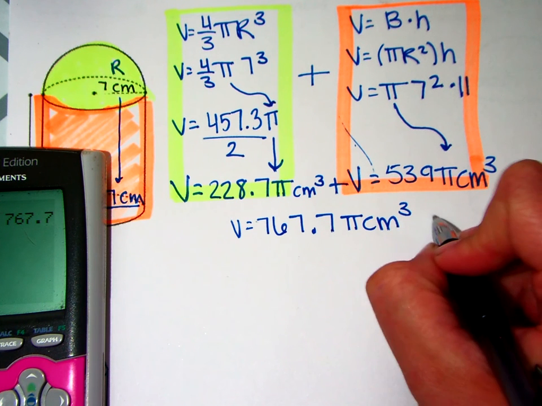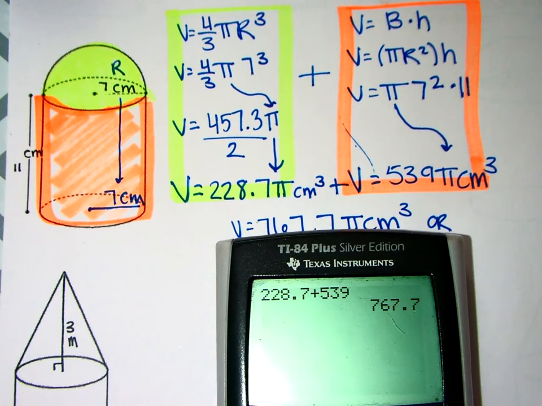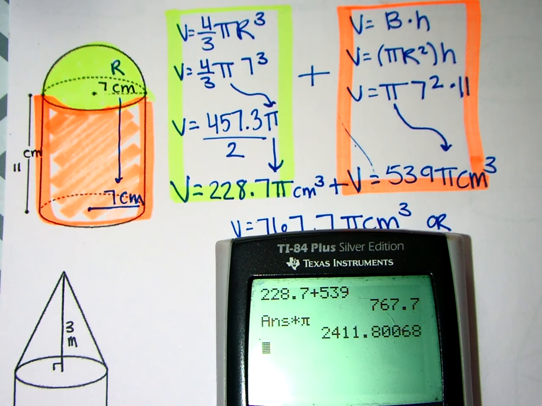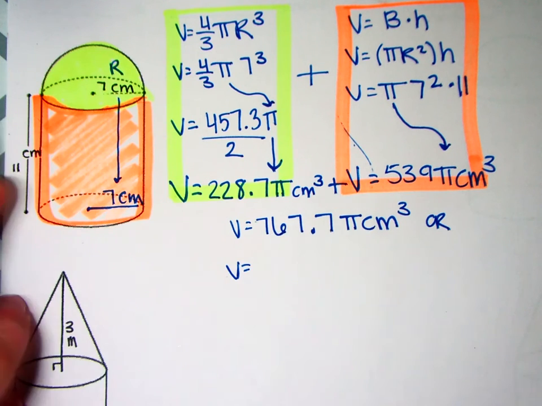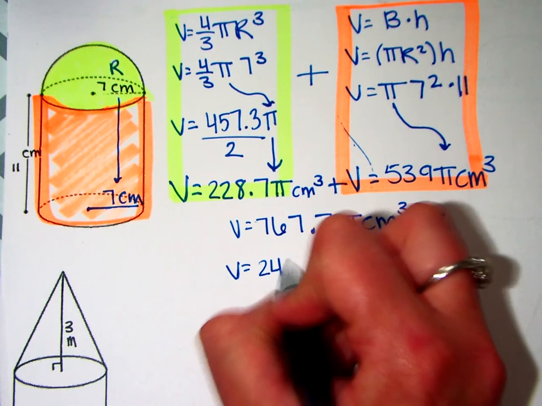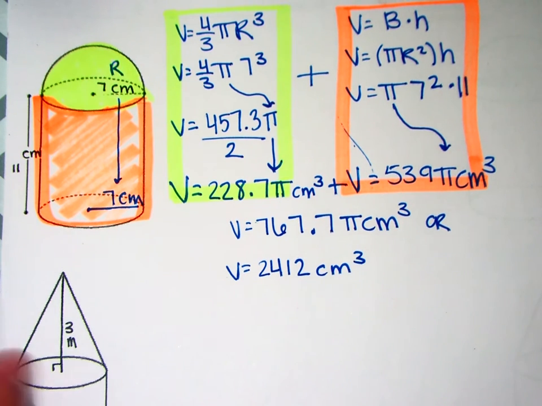Or let's go ahead and round. I'm just going to go ahead and do times pi. And we get 2,411, rounding this up to 12. So 2,412 to the nearest cubic centimeter. All right, let's try the next one.